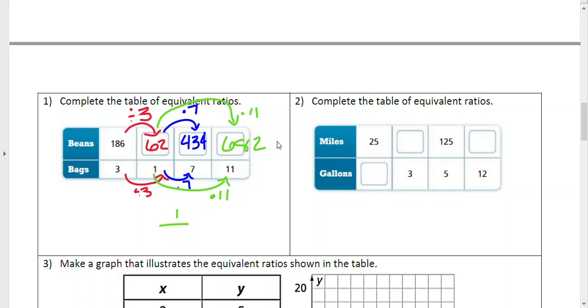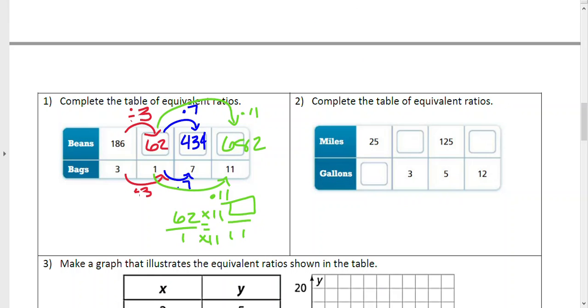Now remember, if you have trouble looking at them in the tables like this, you could set up a fraction. So I could have done 62 over 1 is equivalent to 11 with a blank. And then you have to say, okay, well, I can multiply times 11 on the bottom, so I have to multiply times 11 on the top to get my answer.